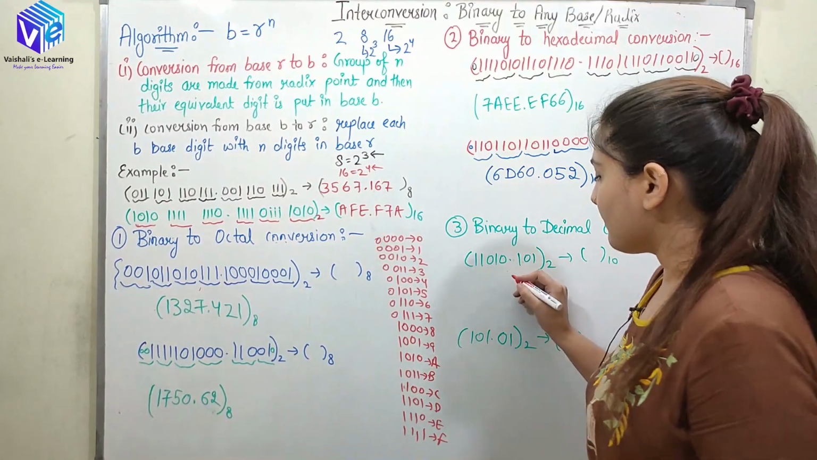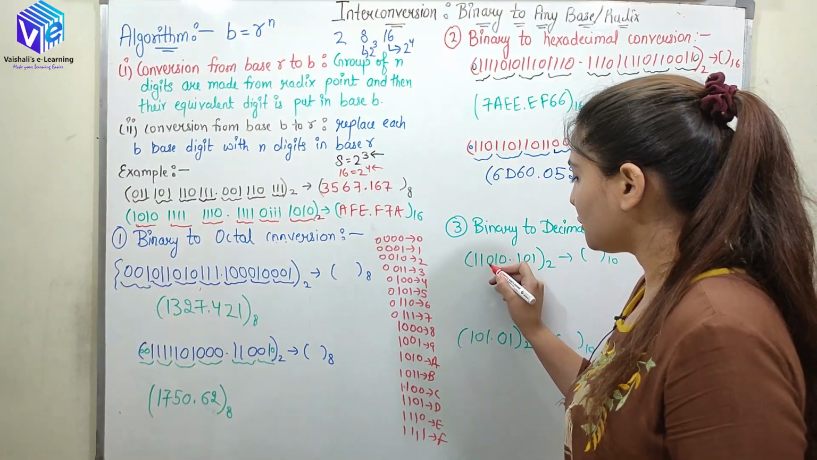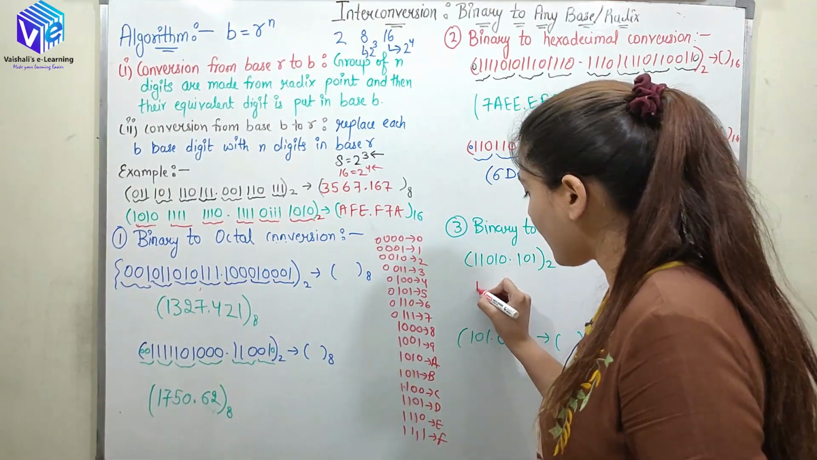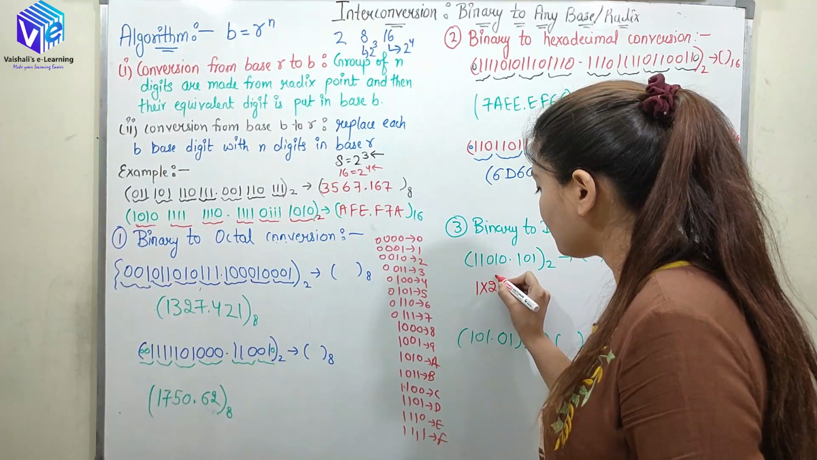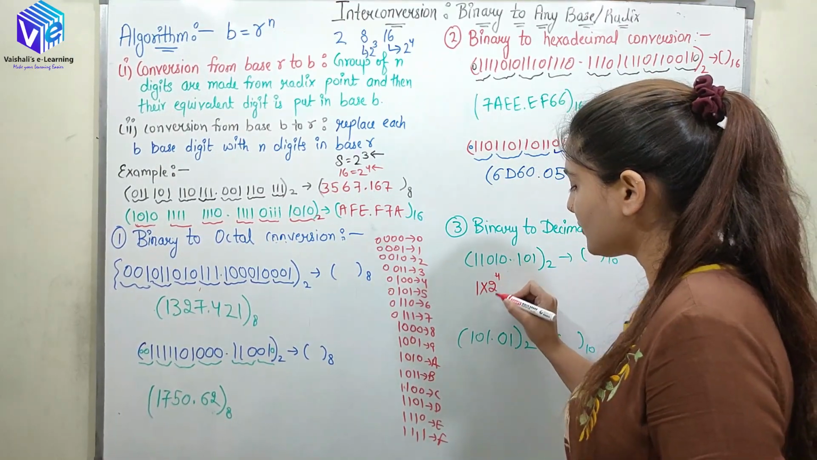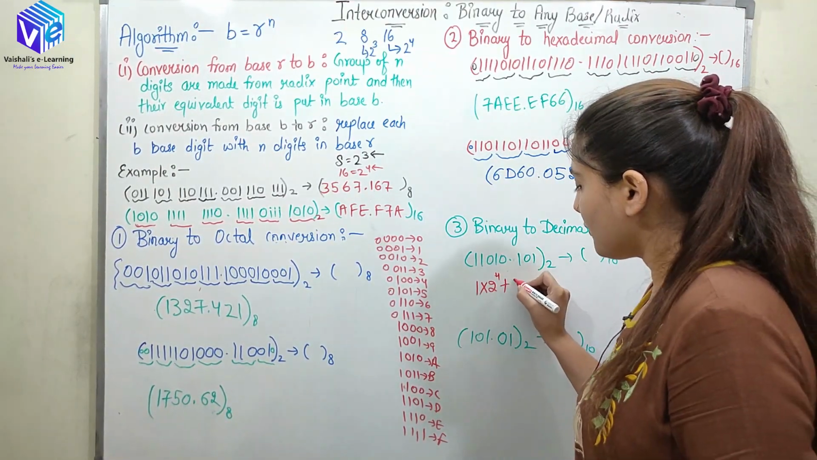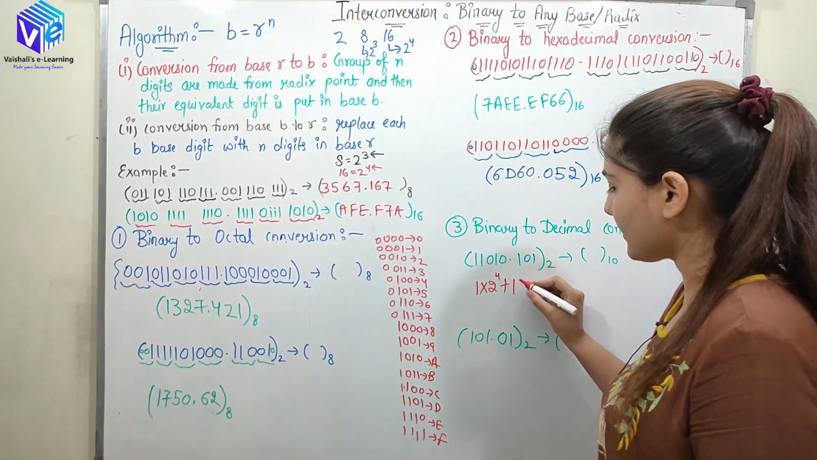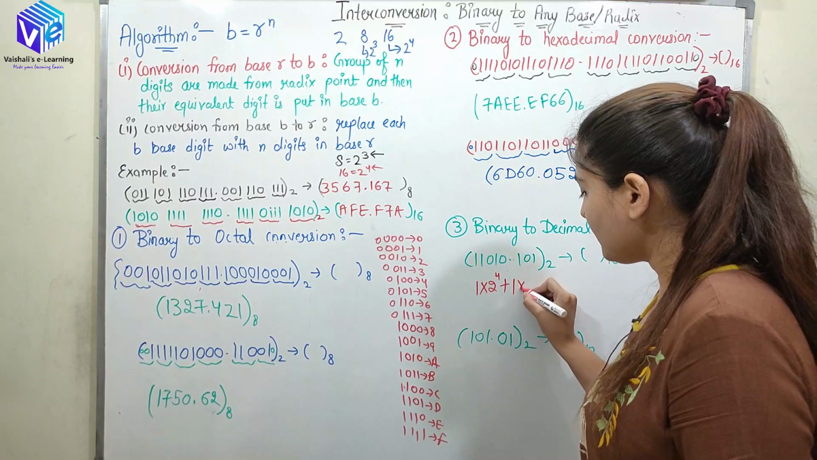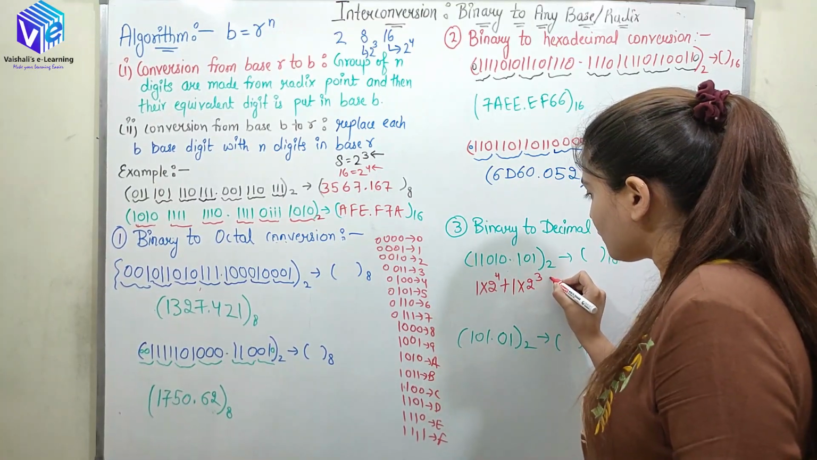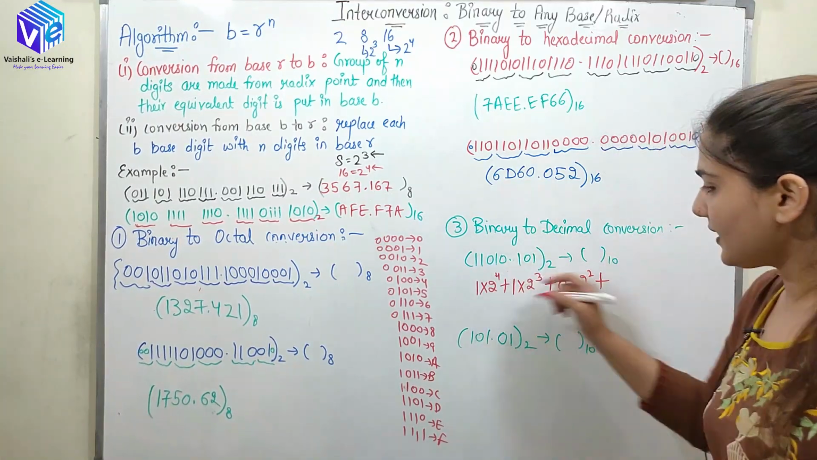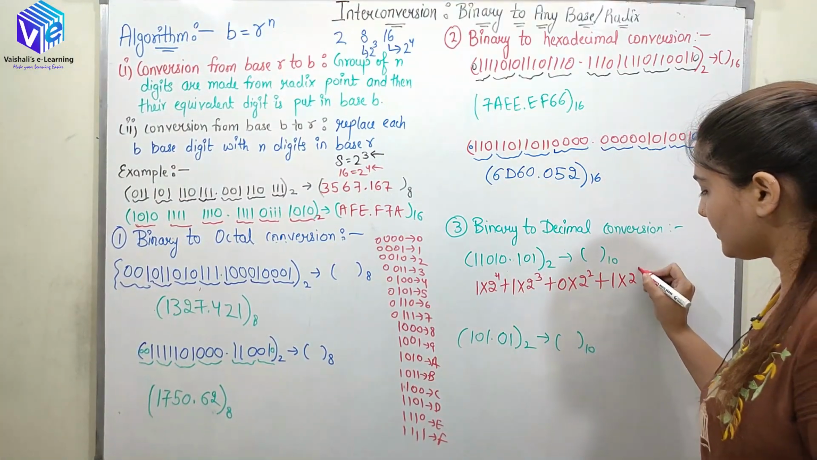This number will have 1, 2, 3, 4, 5 digits to the left of the radix point. So I can represent it as 1 into 2 raised to power 5 minus 1, which is 1 into 2 raised to power 4. Now I have to decrease the power of 2 and place the next digit. The next digit is 1. I will decrease the power of 2. The next digit is 0. I will decrease the power of 2. The next digit is 1. I will decrease the power of 2.